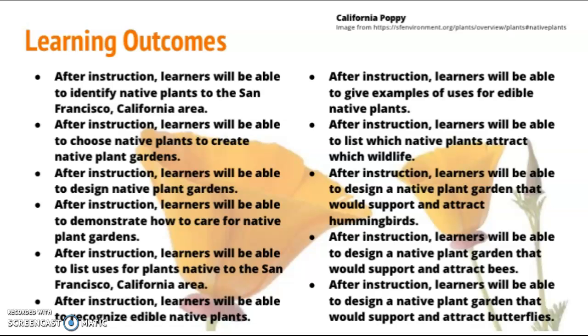Learners will be able to recognize edible native plants. Learners will be able to give examples of uses for edible native plants. Learners will be able to list which native plants attract which wildlife. Learners will be able to design a native plant garden that would support and attract hummingbirds. Learners will be able to design a native plant garden that would support and attract bees, and that learners will be able to design a native plant garden that would support and attract butterflies.